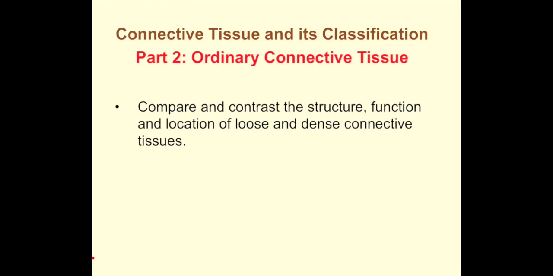Right, welcome to part two, where we're going to look at the classification of ordinary connective tissue. The learning objective for this section is to compare and contrast the structure, function and location of loose and dense connective tissues. These are the two different types of ordinary connective tissues which we find in the human body.